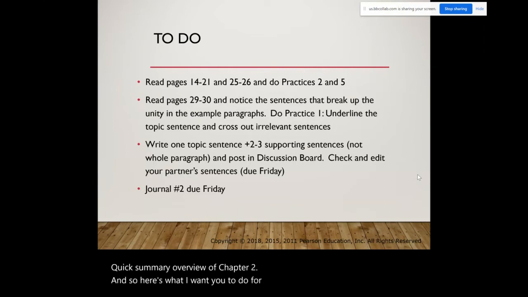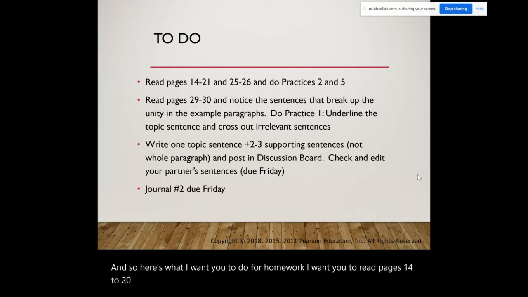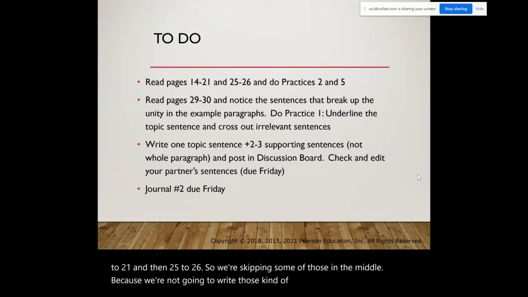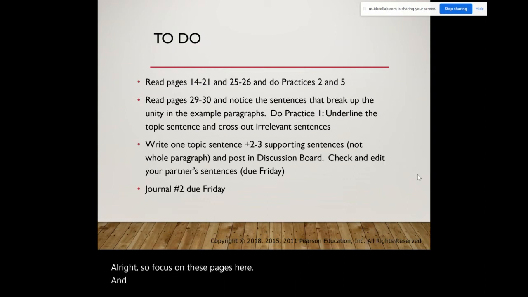I want you to read pages 14 to 21 and then 25 to 26. So we're skipping some of those in the middle because we're not going to write those kind of paragraphs. All right, so focus on these pages and do practices 2 and 5.